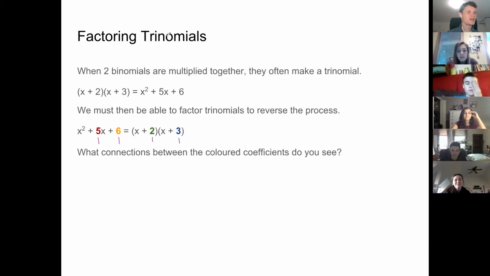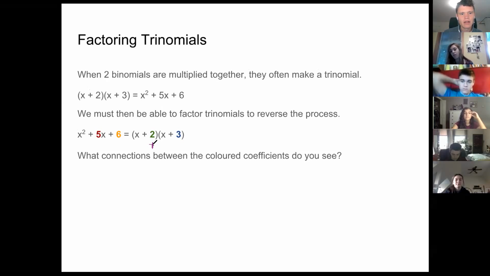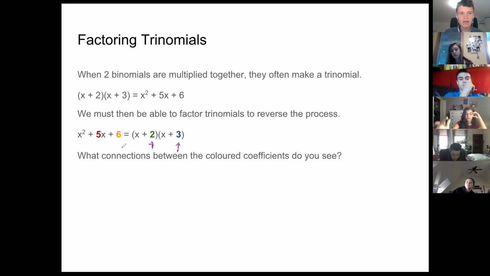Evan, and Matthias is agreeing with Evan, says 2 plus 3 equals 5, and 2 times 3 equals 6. Absolutely. Notice that, right? Let me erase everything here. If we look at our numbers here on this side, we've got 2 and 3, and 2 times 3 equals 6. 2 plus 3 equals 5.